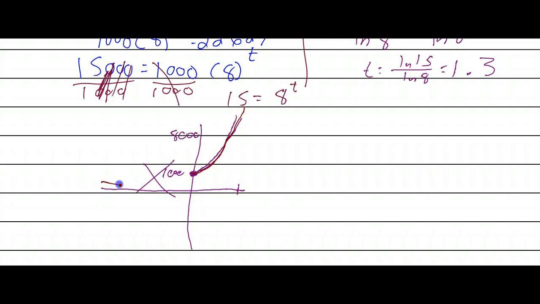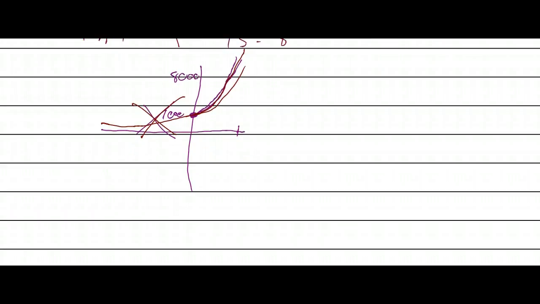So please do not draw this. This will be wrong. You start at 0 and you just shoot it up. Okay? So that's it for number 7. So now number 8.